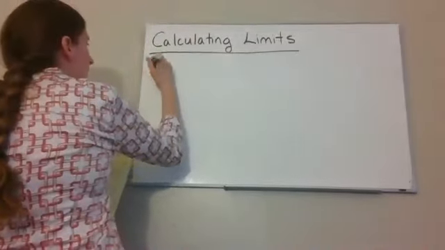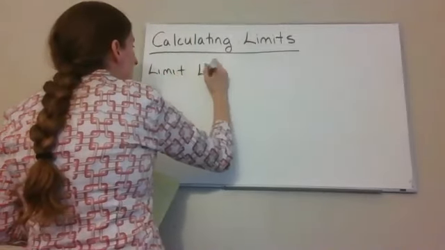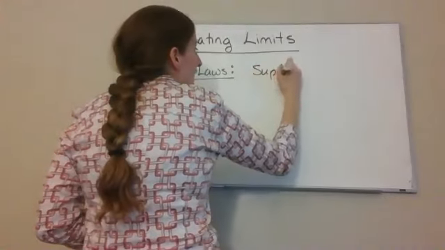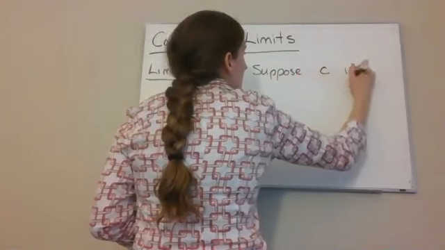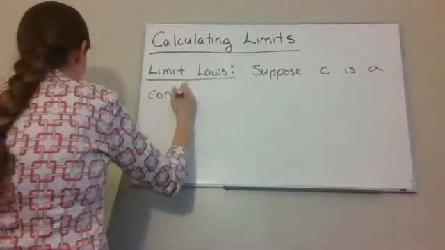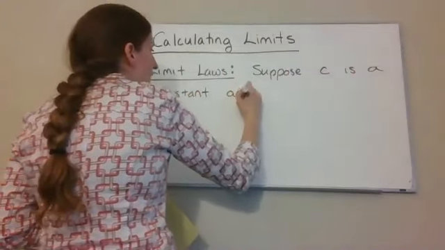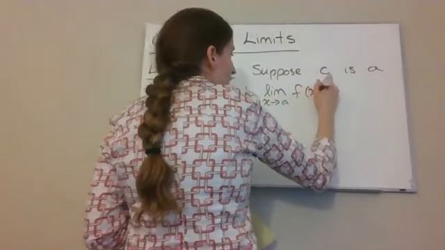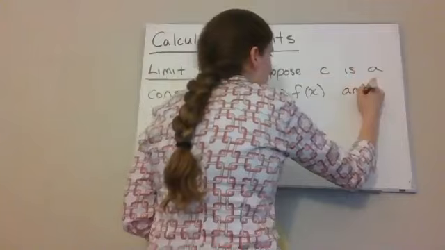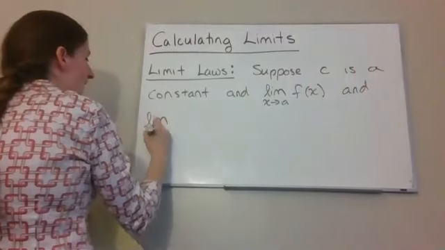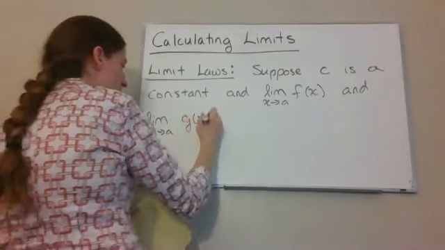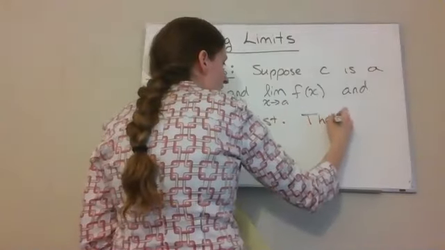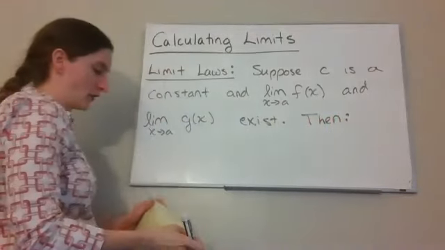So our limit laws. First, we need to suppose that C is a constant. And we're also going to suppose that both the limit as x approaches a of the function f and the limit as x approaches a of the function g exist. Then we have a lot of different laws for our limits.